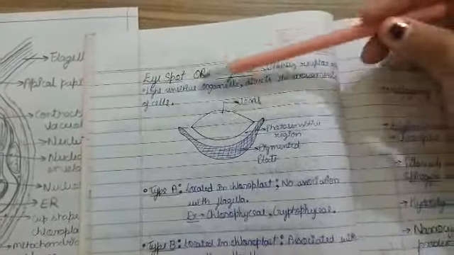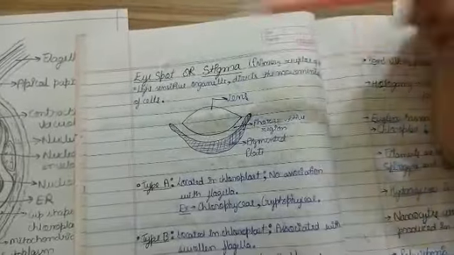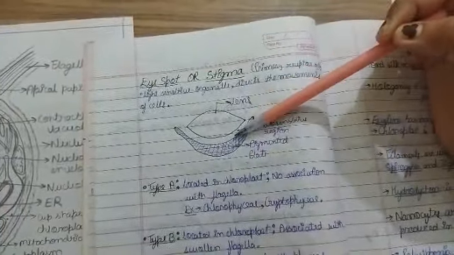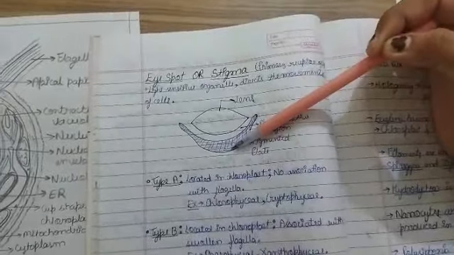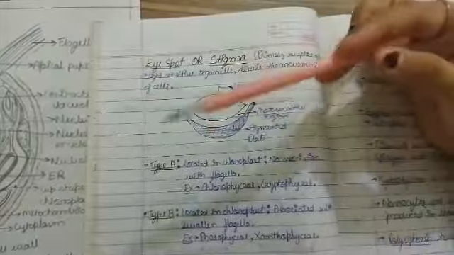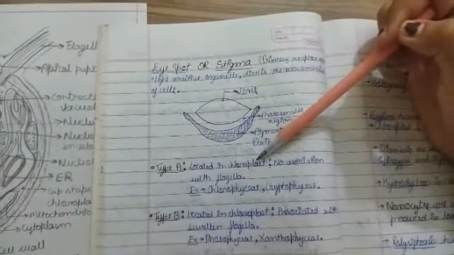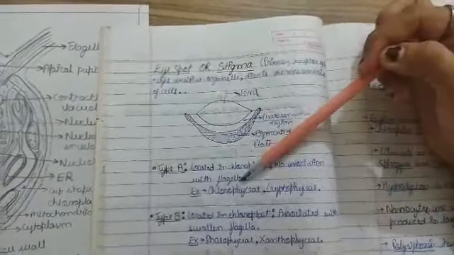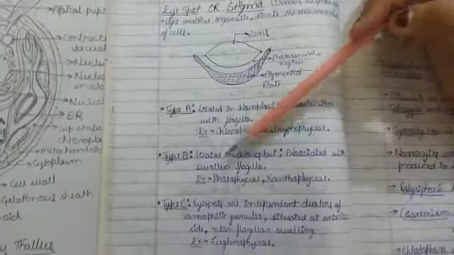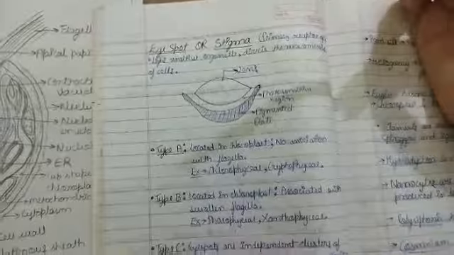Eye spot is a light-sensitive organelle which directs the movements of the cell. Okay, it has a lens, a photosensitive region and a pigmented plate. Now, it can be of different types on the basis of its location. Like if it is located in the chloroplast and has no association with flagella, this you can find in the Chlorophyceae class. So these are different types of eye spots or stigmas.